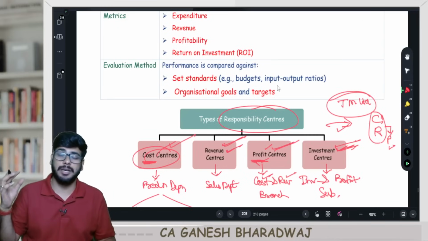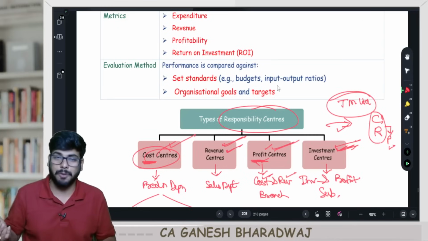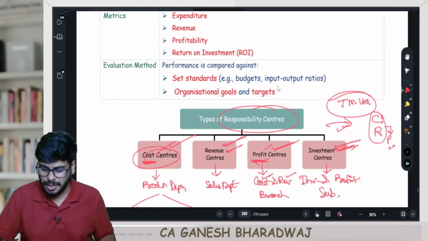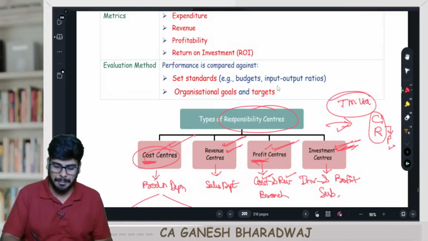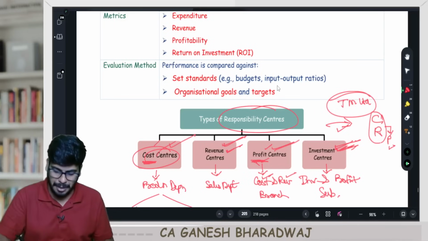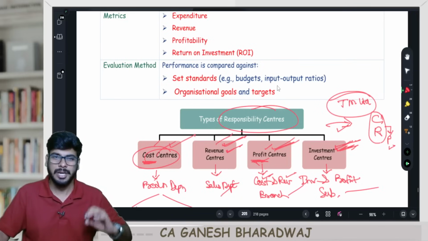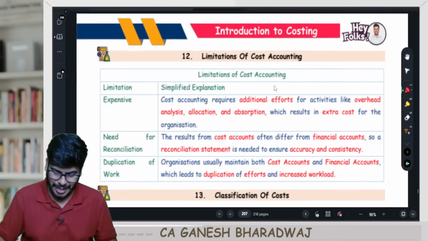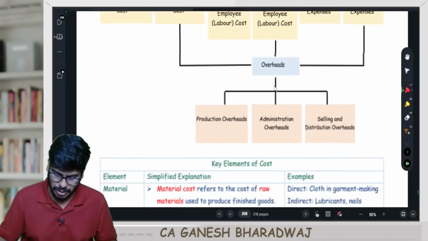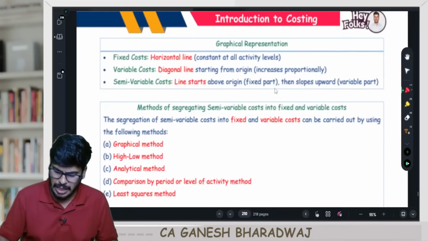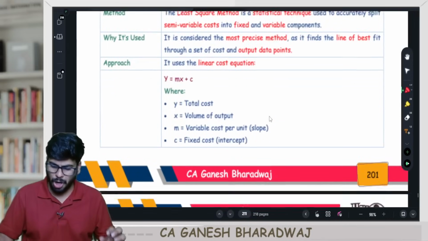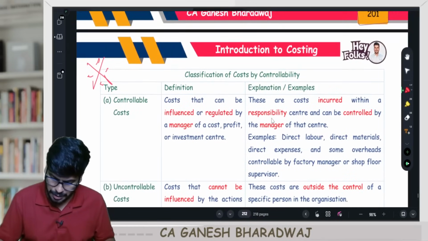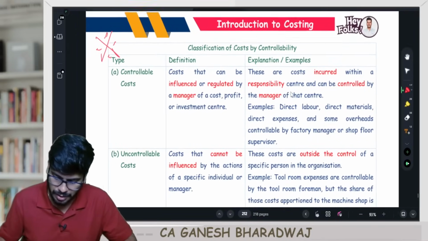Responsible for cost and revenue, a profit center. And if I'm responsible for bringing in the capital, plus you're generating profits, that's called an investment center. We saw examples: the cost center example is the production department, the revenue center example is the sales department, the profit center example is a branch, and the investment center example is a subsidiary. Clear with this, guys? And I think that's the most important aspect of theory in this particular chapter.